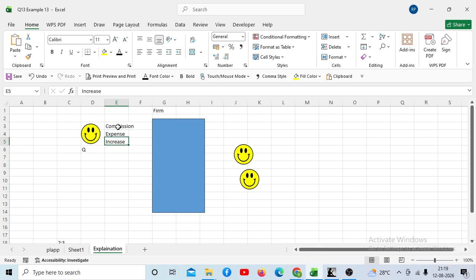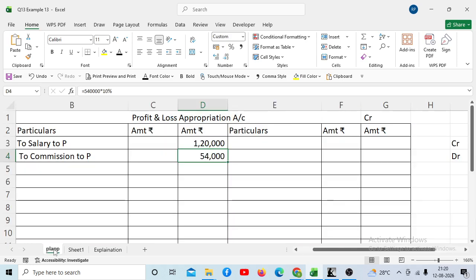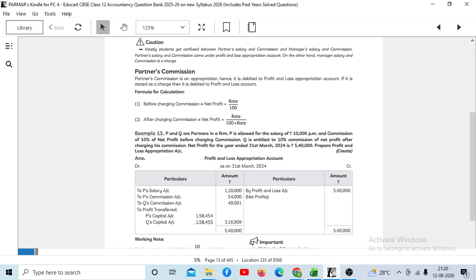Expense. So can I say the expense is increasing? Yes. So what is the golden box telling? If expense increases, it will be written on the debit side. So we will write on the debit side: to commission to Q. Now see, just be careful what will be the calculation. They are telling that this 10% is to be calculated on the profit after commission, right? So unless and until we know the commission, we don't know the profit after commission. So this profit is not after commission, it is before commission. Am I right?